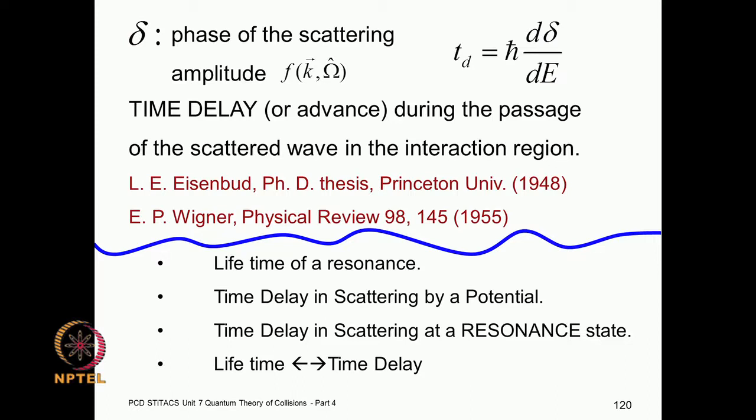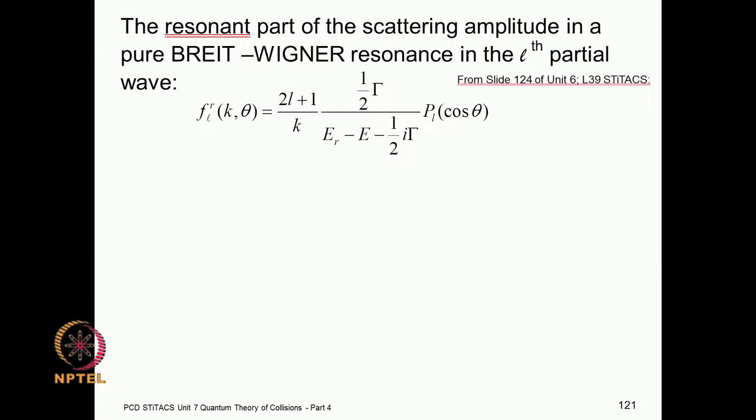Now, we have discussed the lifetime of a resonance. We have discussed the time delay in a scattering process by a potential. We can talk about the time delay in scattering at a resonance. And we can ask what is the relationship between lifetime and time delays? Because all of these have some sort of relationship with each other. They are all on a time scale, but what exactly are the relationships? I will make a few comments on this, which are quite simple.